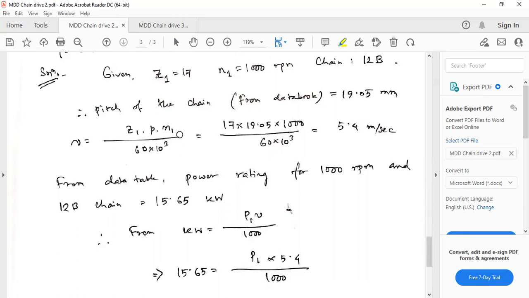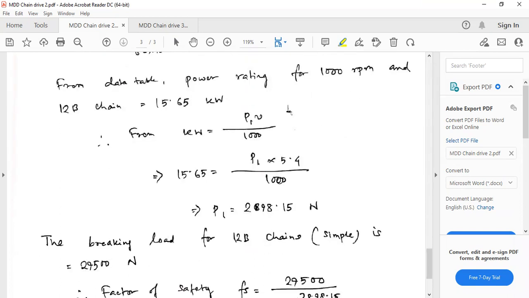Okay. Then the velocity is z1 p n1 divided by 60,000. So z1, this relation we already know. From this relation, z1 is 17, p is 19.05, n1 is 1000, divided by 60,000, which is equal to 5.4 meter per second.